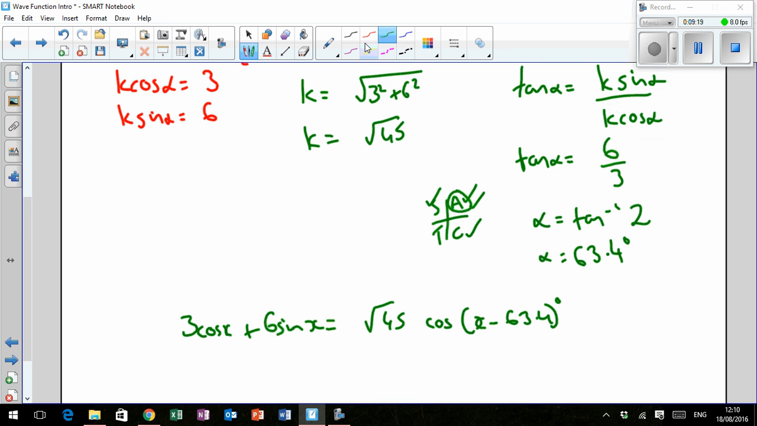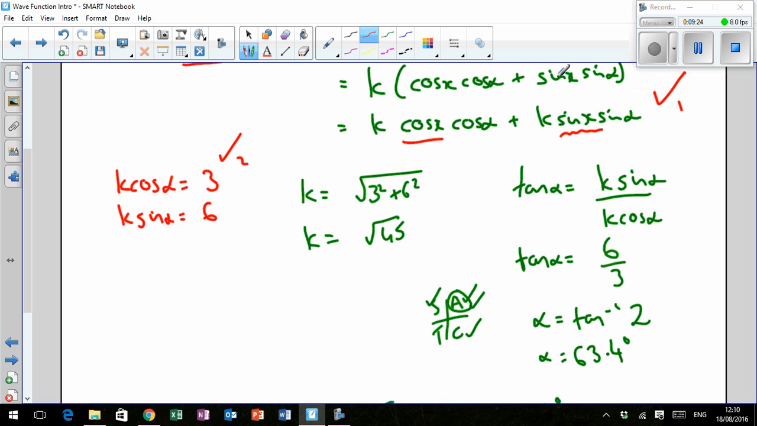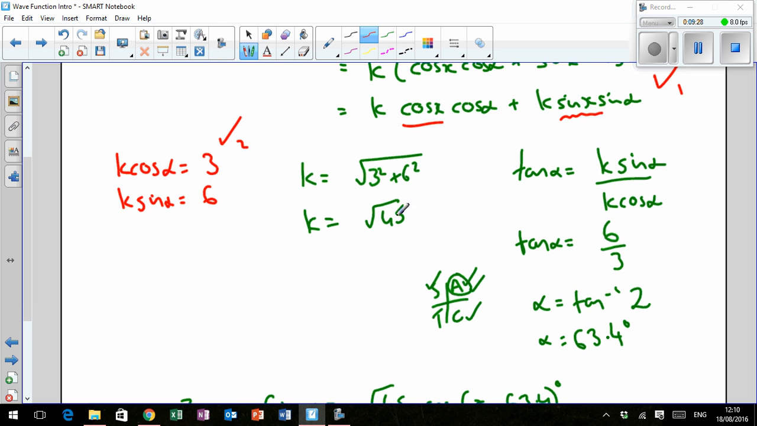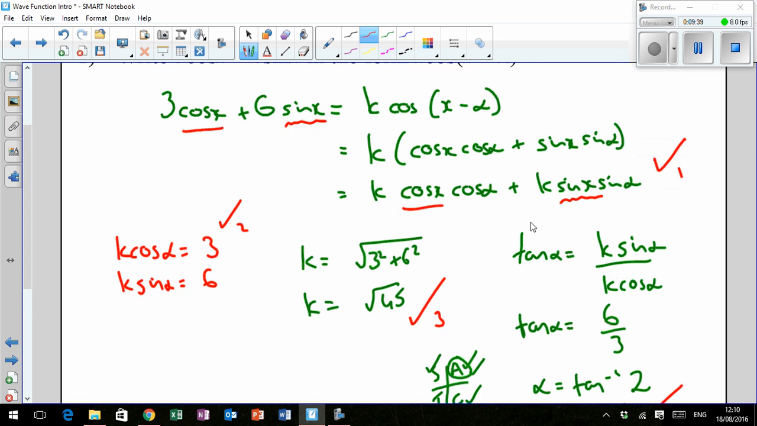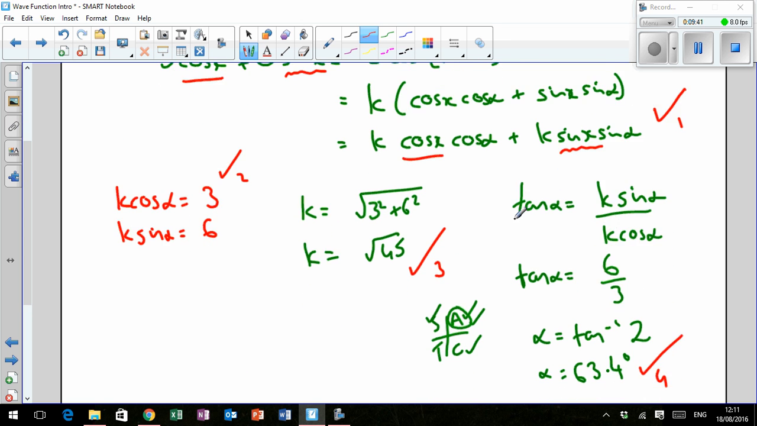Okay, and then just to tidy up my marks. So the first one was for up here for expanding. Second one was for getting your equivalencies down. Third one is for finding k. Fourth one's for finding alpha. If they're being very, very generous, they'll give you an extra one for the writing out of that then, but it's unlikely. Okay, so there it is, and that's what all these forms are going to take. All going to look like this.